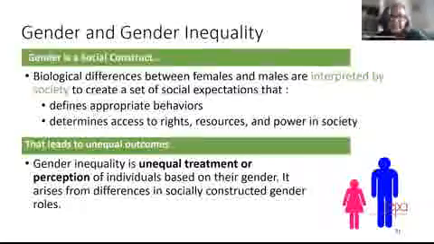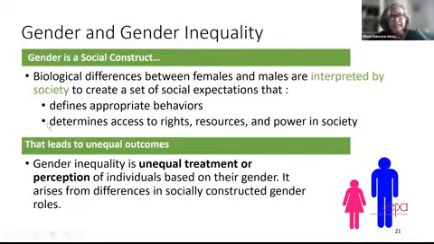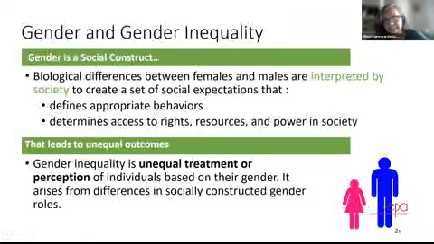Okay, so gender is a social construct, and biological differences between females and males are interpreted by society to create a set of social expectations that define appropriate behaviors and determine access to rights, resources, and power in society. So that's what we mean by saying gender is a social construct. And that leads to unequal outcomes.